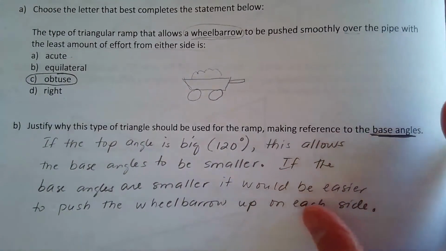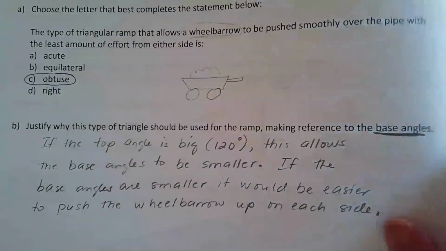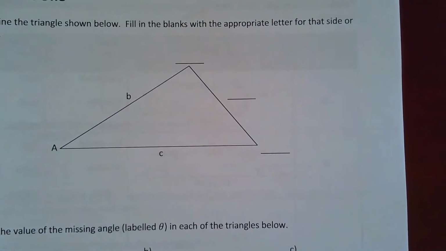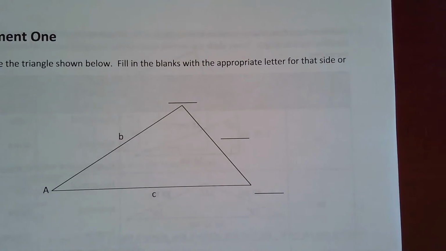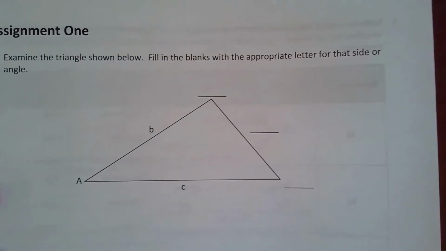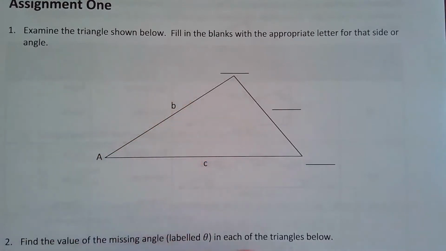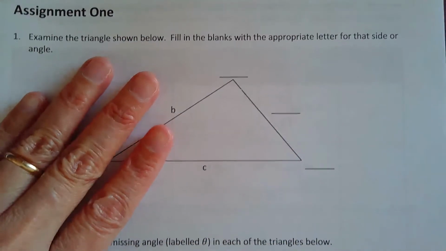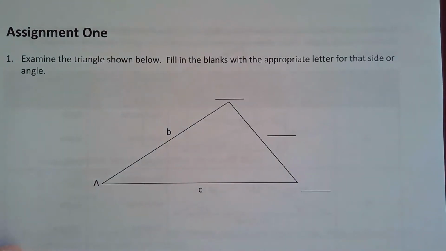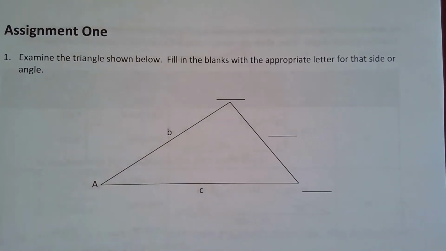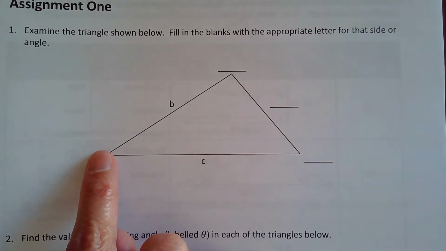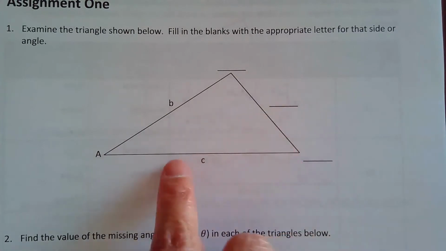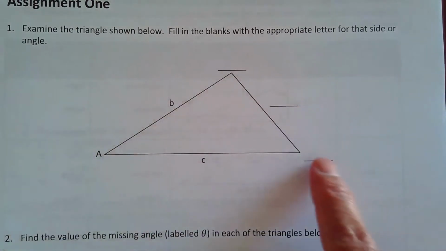So for today, we can work on assignment number 1. Assignment number 1 talks about naming the triangle. Examine the triangle below, fill the blanks with appropriate letters for each side or angle. Okay, so if this is angle A, what do you call this side? If this is side C, what do you call this angle? And so on.